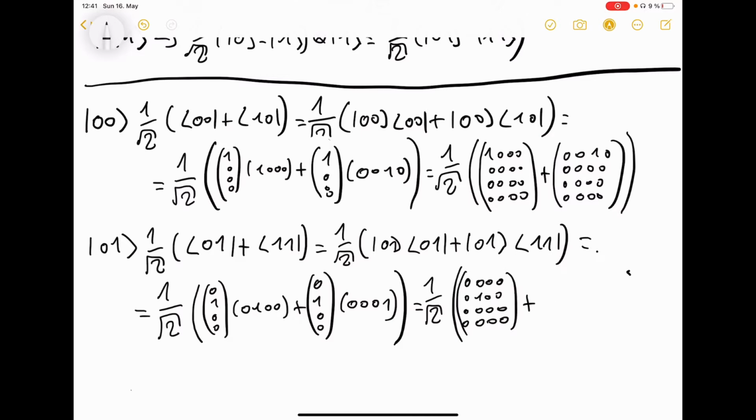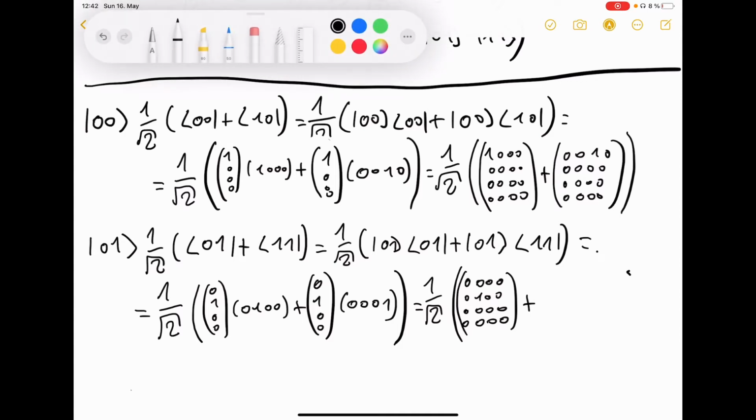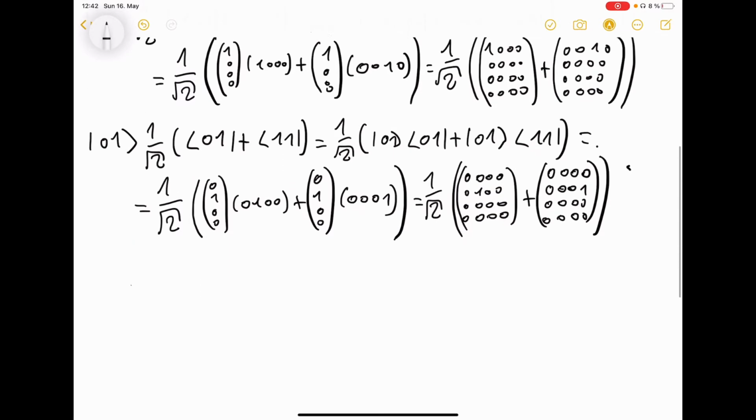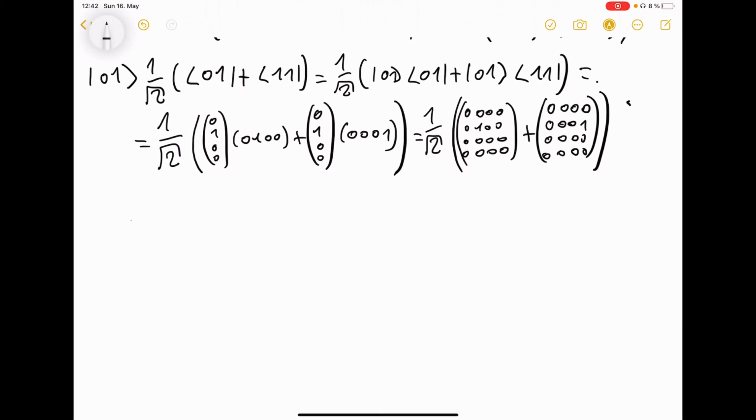Plus, for the second one, all zeros in the first row. We have a 1 here in the second row. All zeros in the remaining matrix. Okay. And it's analogous for the other ones, but just to be complete here, let's also do the remainder.